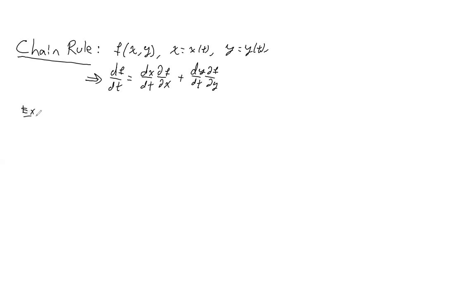So let's do a simple problem with something like that. Let's say that we've got z equal to sine x times cosine y, x is equal to tangent of t, and y is equal to arctangent of t. And we want to know, with all of this information, what's dz/dt? That's the problem.